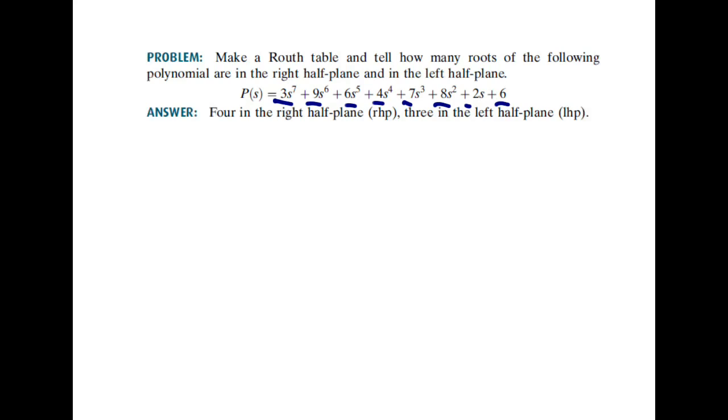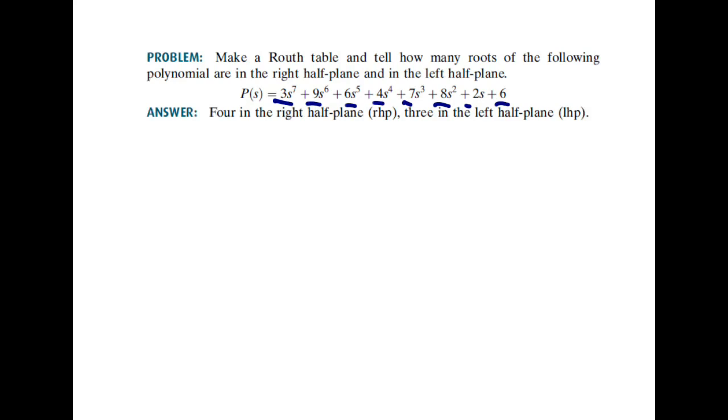Okay, so in this way, by using the Routh criterion, you can tell what type of system it is. In the next module we can discuss the special cases. That is, there are certain special cases, and how to deal with those special cases.